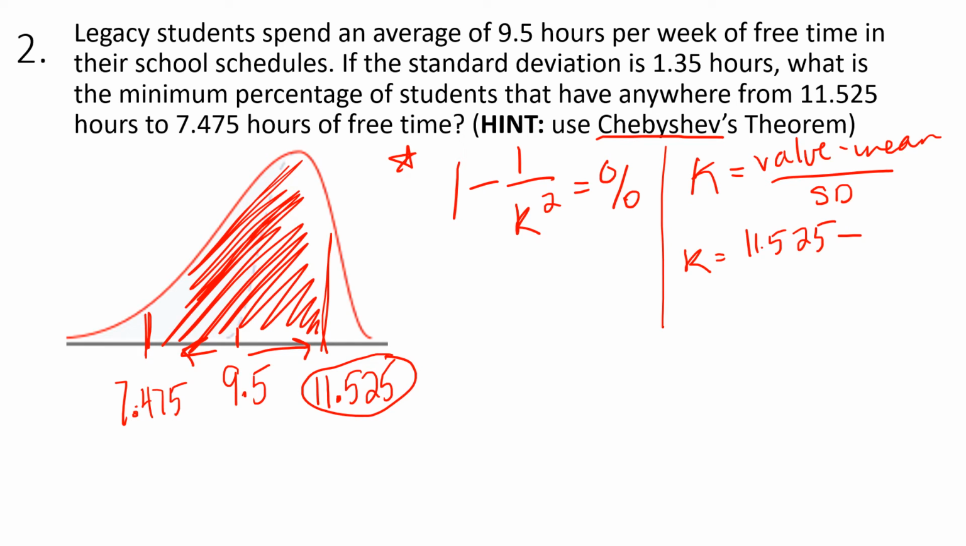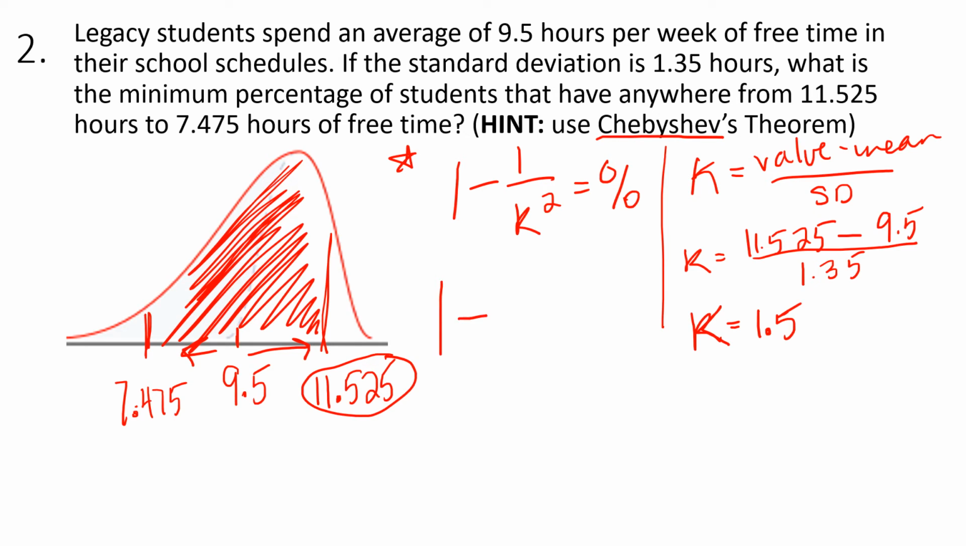So k is going to be equal to 11.525 minus the mean is 9.5 all over the standard deviation of 1.35. So if I plug into my calculator 11.525 minus 9.5 divided by 1.35, I should get k is equal to 1.5. So we're 1.5 standard deviations away from the mean. And if you look on that green chart posted to Google Classroom, 1.5 was not a traditional standard deviation in the table for k for Chebyshev, which means that I'm going to have to plug it into this theorem.